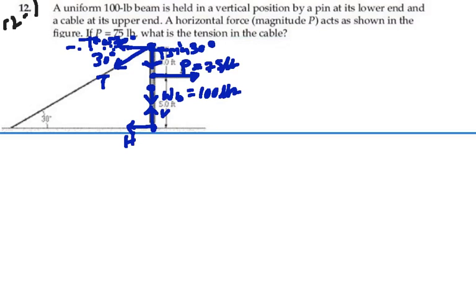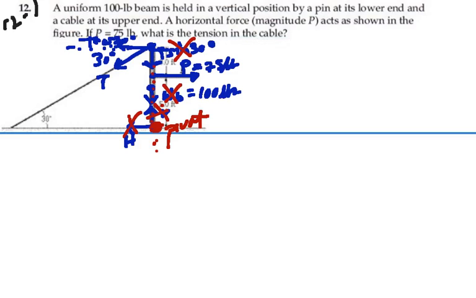Alright, so we want to find T. We're going to choose our axis right at the pivot point here. If we do that, we eliminate all the forces that have lines of action going through that point. So we would eliminate H from consideration. We eliminate V because its line of action goes through that point. We eliminate the weight of the beam because its line of action goes through that point. We would eliminate T sine 30 because its line of action goes vertical through that point. And things are a lot easier now.